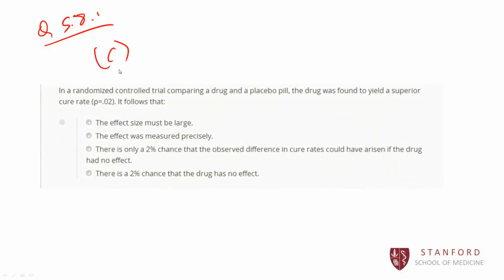In this question, the correct answer is C. There is only a 2% chance that the observed difference in cure rates could have arisen if the drug had no effect. This is by the definition of the p-value.